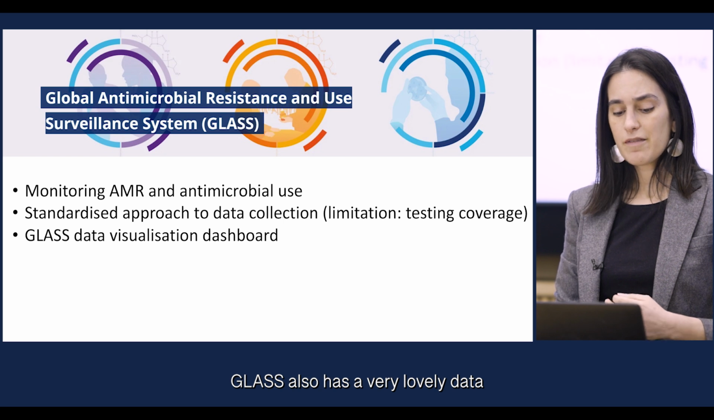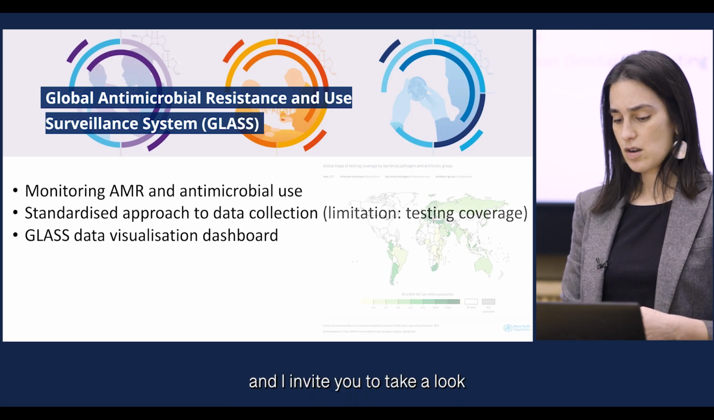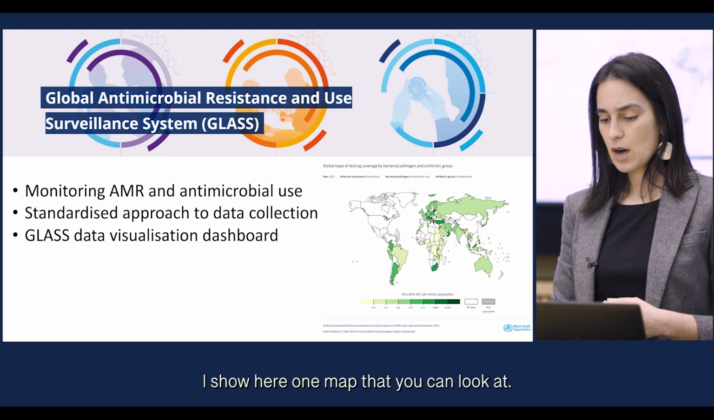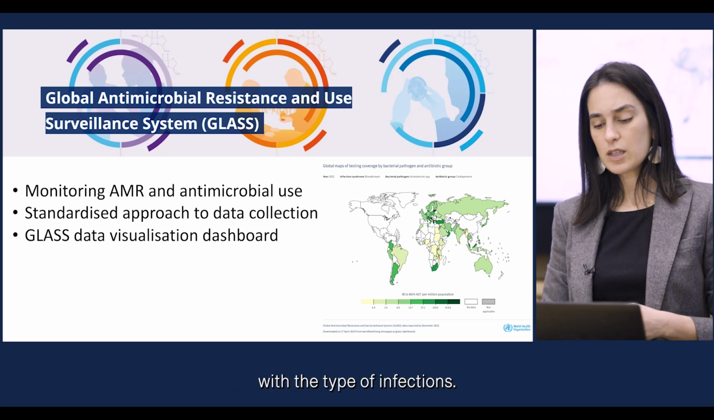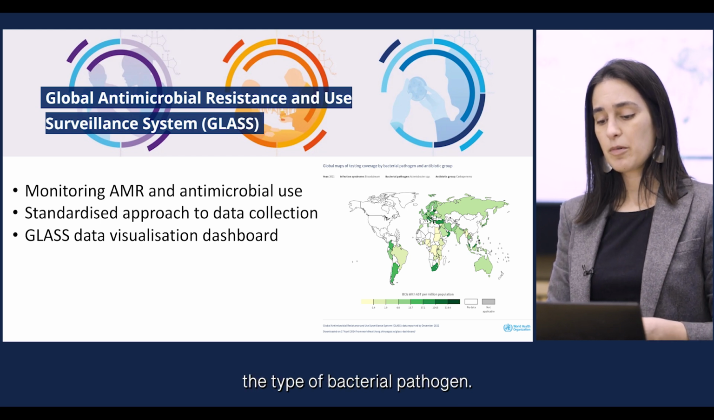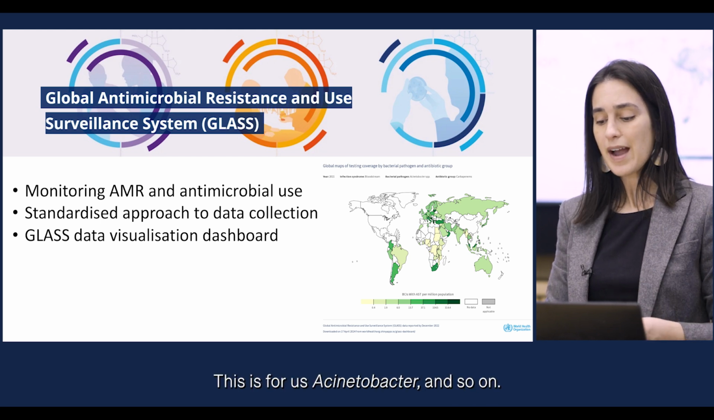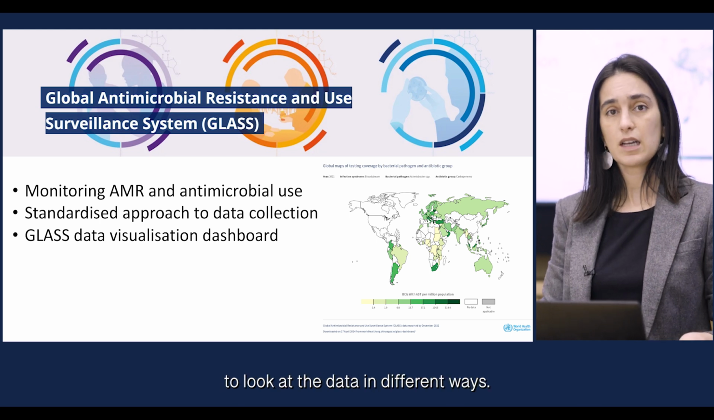GLASS also has a very lovely data visualization dashboard, and I invite you to take a look on the website. I show here one map that you can look at. You can play around with the years, with the type of infections. For example, this is bloodstream infections, the type of bacterial pathogen. This is for Acinetobacter, and so on. So some really nice interactive tools to look at the data in different ways.